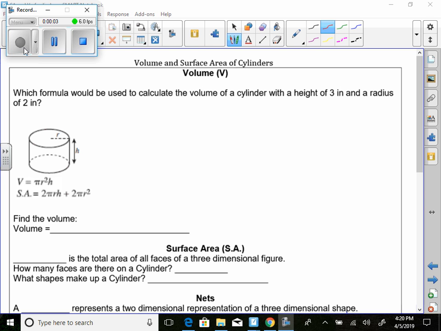Hello everyone. In this lesson, we will be learning about cylinders and how to find the volume and surface area. Again, a quick reminder: volume is the space inside a three-dimensional shape, and the surface area is the space on the outside of a three-dimensional shape.